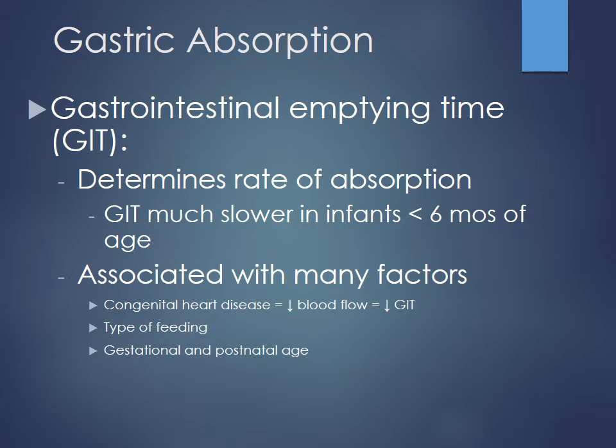So the other determinant we mentioned was gastrointestinal emptying time, that GIT. This will determine the rate of absorption. You'll see that, especially with the preterm kids and the younger ones, less than 6 months of age, it's a lot slower as far as the time for processing things through the GI tract. And you can have lots of congenital malformations that can affect this as well.